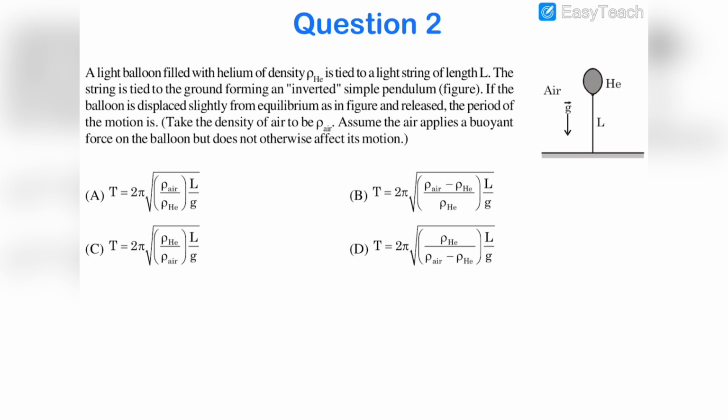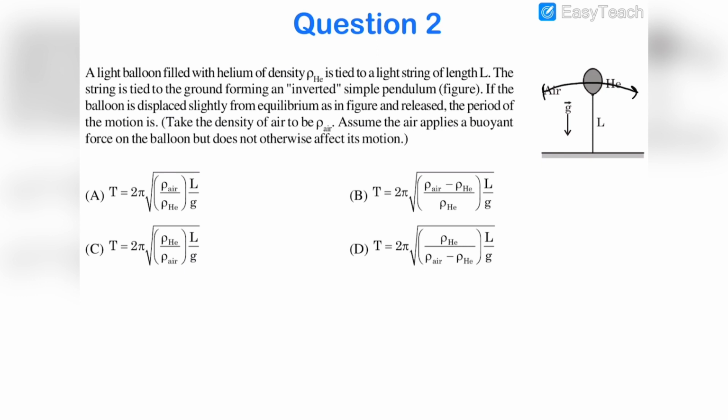In this question, you can see that there is a light balloon which is formed of massless material. It is filled with helium gas, and the density of the helium gas is rho He. And this balloon is tied to a light string of length L, and this string is connected to the ground, and this is forming an inverted pendulum. Now this balloon is slightly displaced like that, so that it performs simple harmonic motion. So we have to find out the time period of this motion.